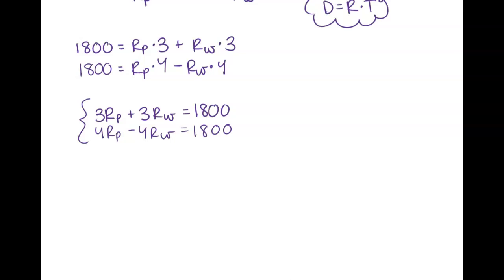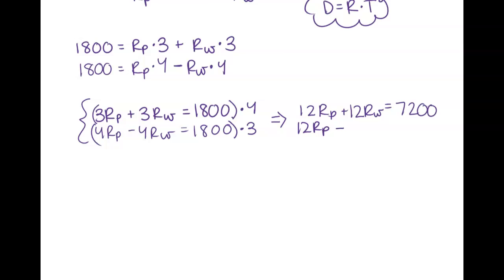So the easiest way to do these, I'm going to multiply the top equation by the coefficients on the bottom. So I see 4, so I'm going to multiply the top one by 4. On the bottom, look to the top, I see 3s, I'm going to multiply by 3. And so we'll end up with 4 times 3 is 12 RP plus 12 RW equals 1,800 times 4, which is 7,200. If we multiply by 3 here, we have 12 RP minus 12 RW equals 5,400.